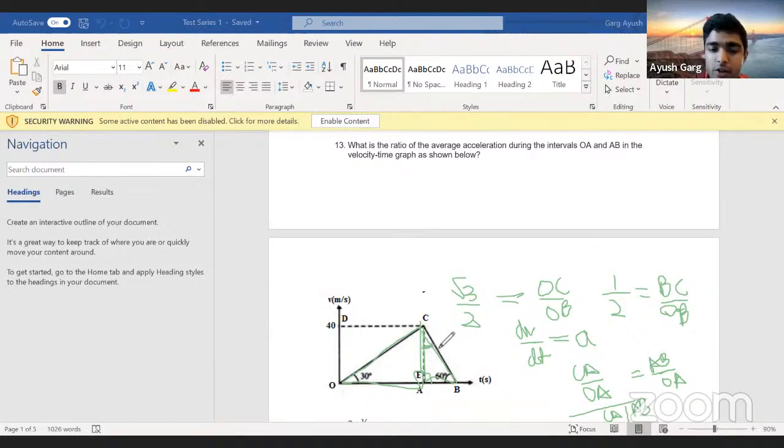Is it not going to be AB upon CA is equal to CA upon AB? I'm sorry, just give me 1 minute.